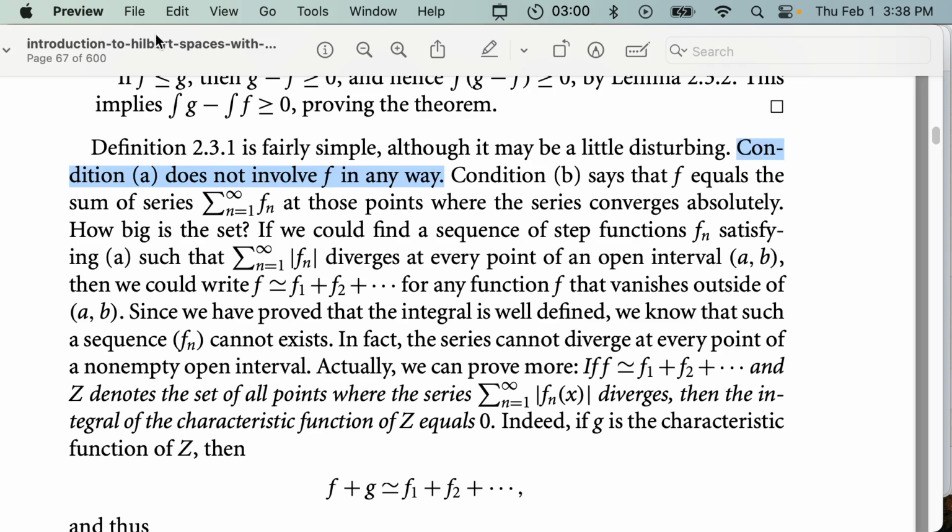Condition B says that f equals the sum of the series at those points where the series converges absolutely. So that's saying that f is equal to the sum of the fn's, but only at these certain points. How big is this set? What if the set of points where the sum of absolute values is finite is like nothing? What if it blows up everywhere? So we had this definition. This is what the textbook is saying.